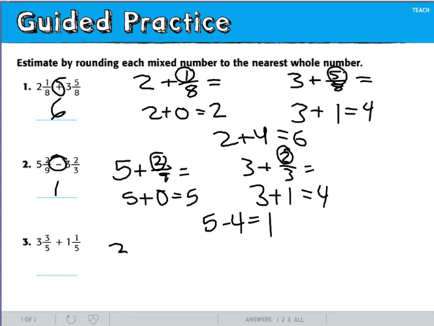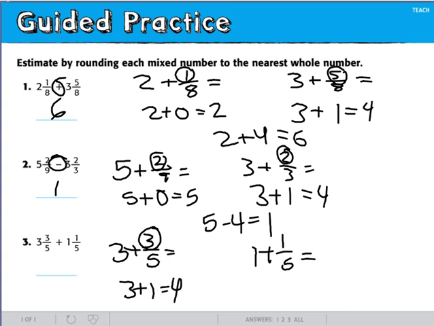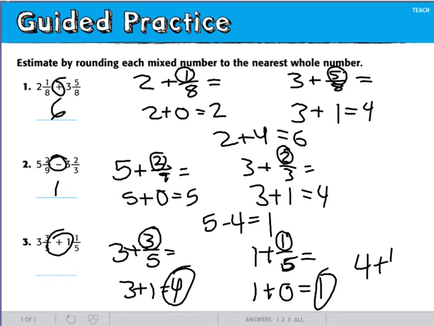Now, next one. 3 plus 3 fifths, and 1 plus 1 fifth. My 3 is closer to 5 than 0, so that's 1. So 3 plus 1 equals 4. My 1 is closer to 0 than 5. That's a 5 there, okay? Which means that's 0, so that's 1 plus 0. I'm adding, so I'm adding 4 plus 1, which equals 5.